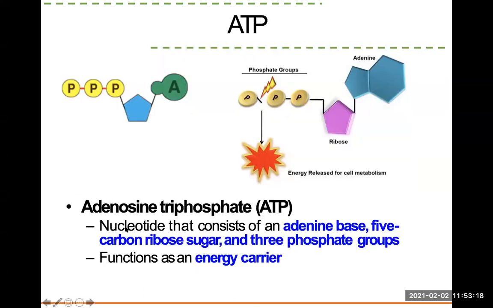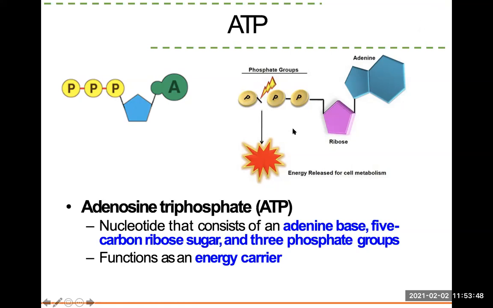ATP stands for adenine triphosphate. I want you to know this whole name. It's made of adenine base and 5 carbon ribose sugar and 3 phosphate groups. These phosphate groups are very, very important. Each time this phosphate group breaks, it's going to release some energy. So energy released for cell metabolism. You need this for metabolism. It functions as an energy carrier, this phosphate group.